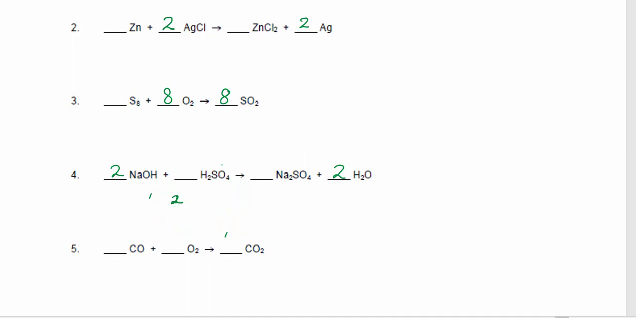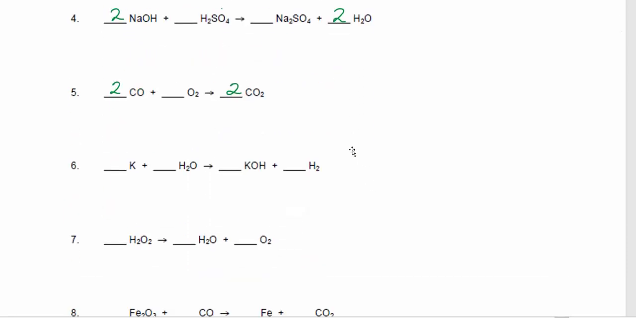For number 5, when we have this synthesis reaction of carbon monoxide and oxygen forming carbon dioxide, first our carbon is balanced. So whatever we do in front of the carbon on the product side, we have to do to the carbon on the reactant side. So let's count our oxygens. We have 2 on the product side, but we have 3 on the reactant side. If I put 2's in front of these 2 chemicals, then I have 2 carbon atoms, and now I have 4 oxygen atoms, which balances the reaction.